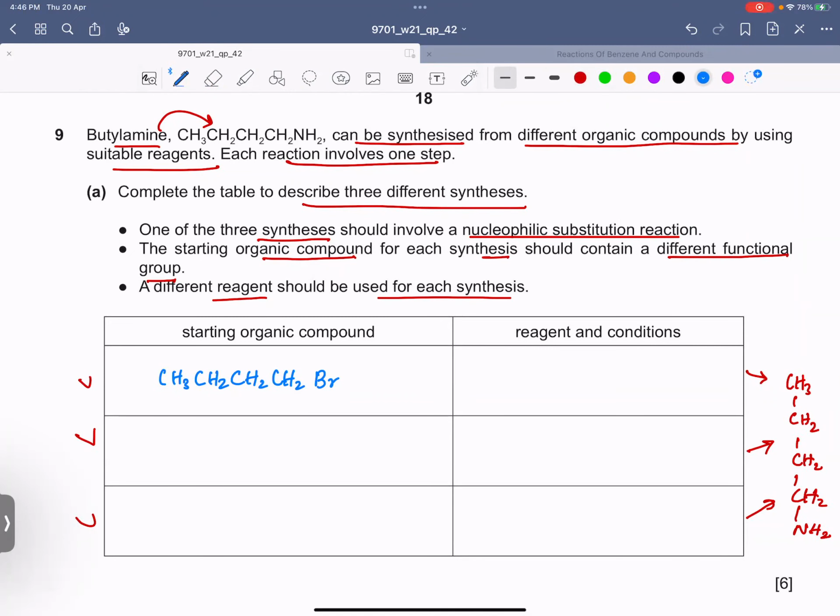To convert this into this one, I need ammonia. In high pressure, you can write, or you can write under sealed tube. And heating. Sir, will NH3 be alcoholic or aqueous? It is ethanolic. We normally use ethanolic ammonia.